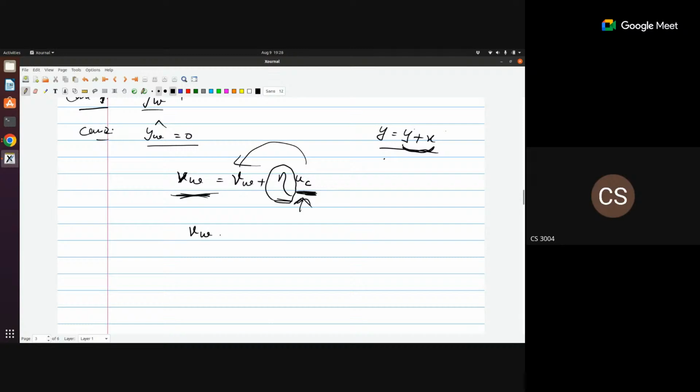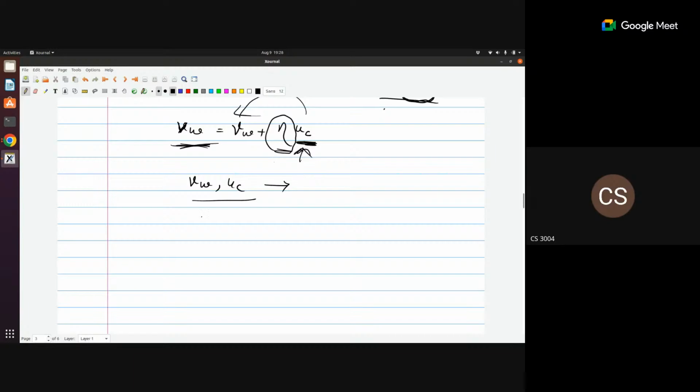We are bringing VW and UC together eventually so that the cosine similarity increases, right? Cosine distance reduces. We are trying to bring the word and the context together. Note this. What is the result of doing this? Let's take an example. Let's say the word is dog, and the context is, let's say, sleeps.